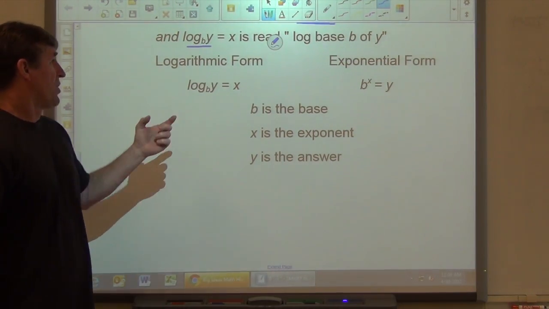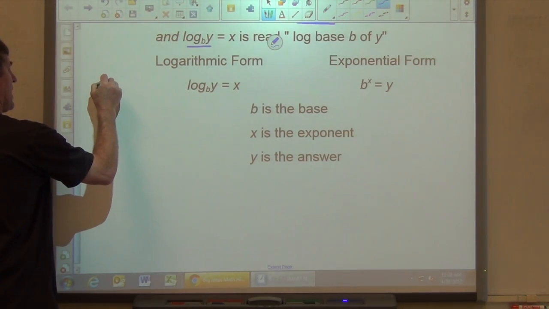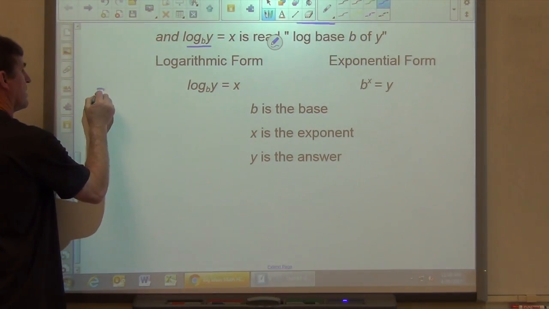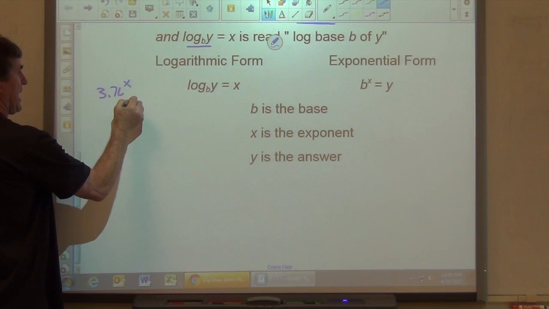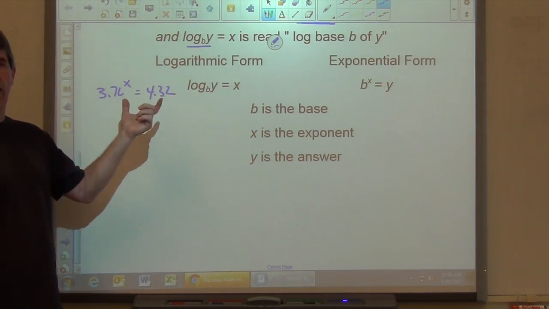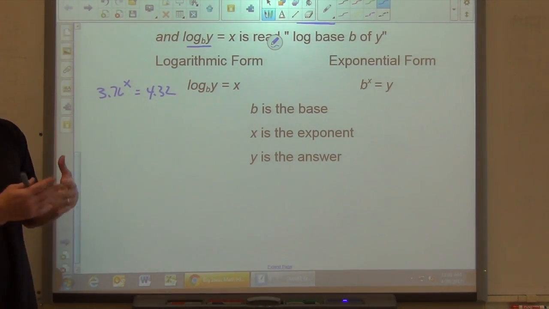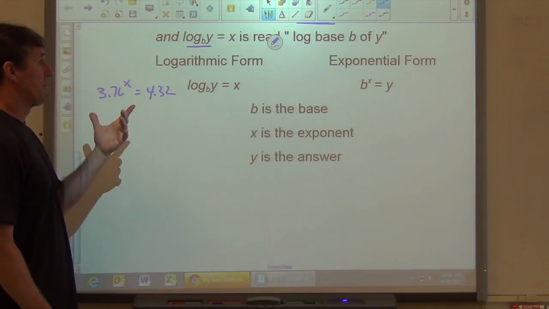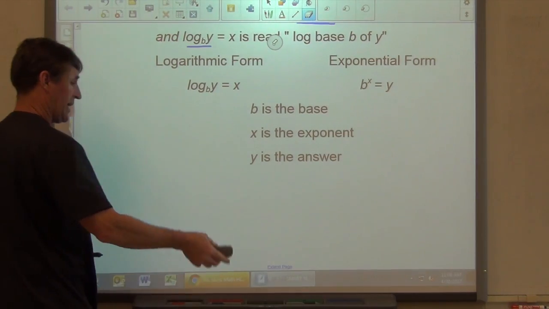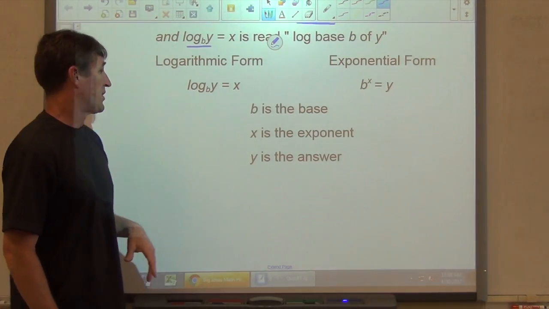The key is logarithms are used to solve when we have a variable in the exponent, like 3.76 to the x power equals 4.32. We have no way in your toolbox that you have in math right now to solve this, where the variable is in the exponent, except by guess and check. And so logarithms can be used to solve these types of problems. If the variable is not in the exponent, then we can use exponential form to solve it. So we have to be able to go back and forth between the two of these.